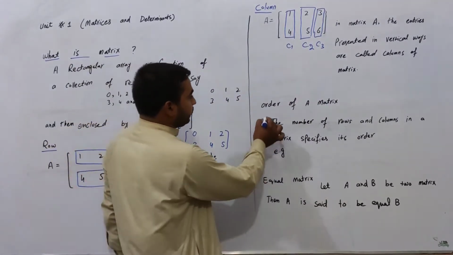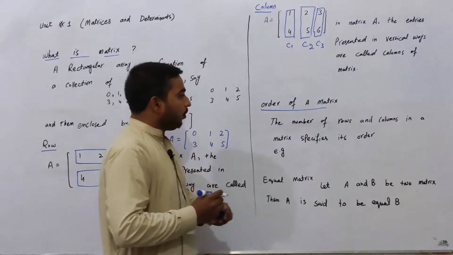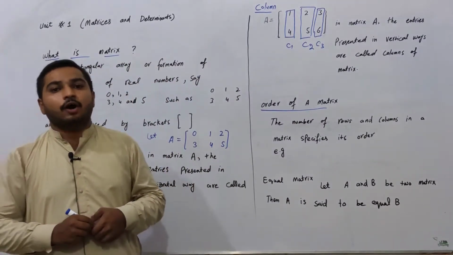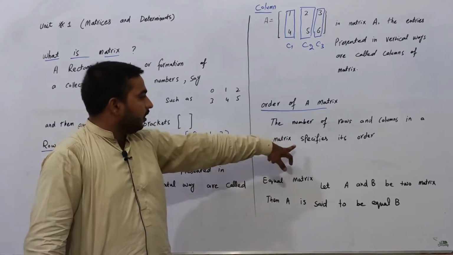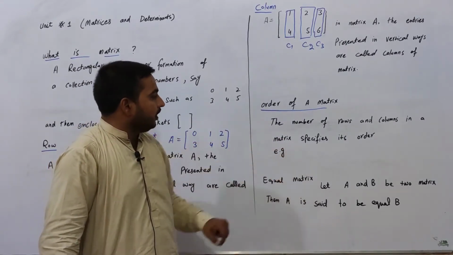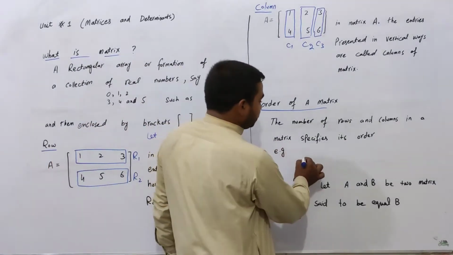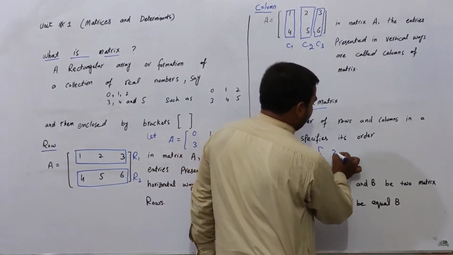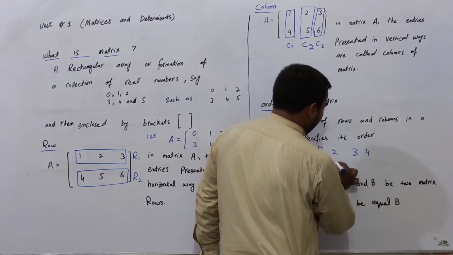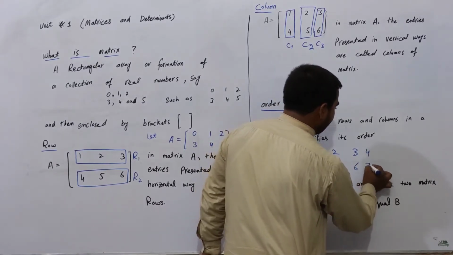Now we discuss the order of a matrix. What is the order of a matrix? How do we define the order of a matrix? The number of rows and columns in a matrix is known as the order. Let's suppose this one is matrix B: 2, 3, 4, 5, 6, 7.